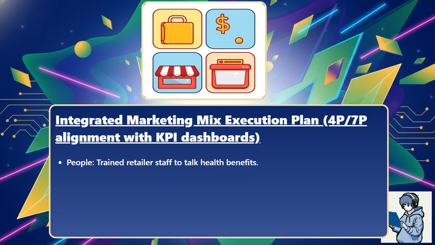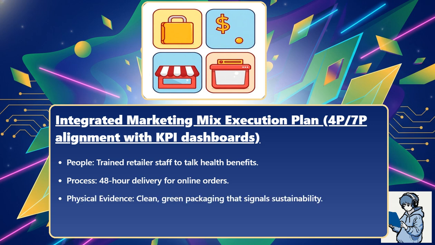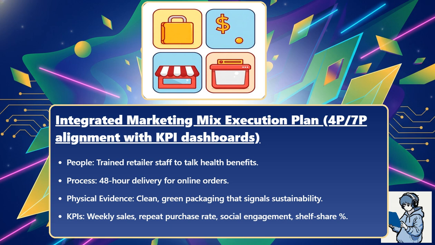People: trained retailer staff to talk health benefits. Process: 48-hour delivery for online orders. Physical evidence: clean, green packaging that signals sustainability. KPIs: weekly sales, repeat purchase rate, social engagement, shelf share percent.